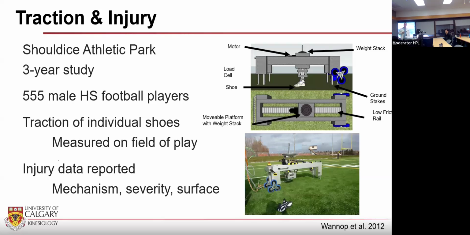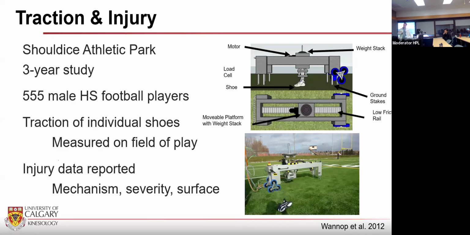So what we would do is we would go to their school after their practices, we'd collect all the athletes' shoes, we'd then bring the shoes to Shouldice, and we'd record the translational and rotational traction of those shoes on the surface that they're going to play their games. And we used this portable traction testing device. So this device allowed us to provide slide tests for translational traction. As well, we could rotate the shoe to quantify the rotational traction.